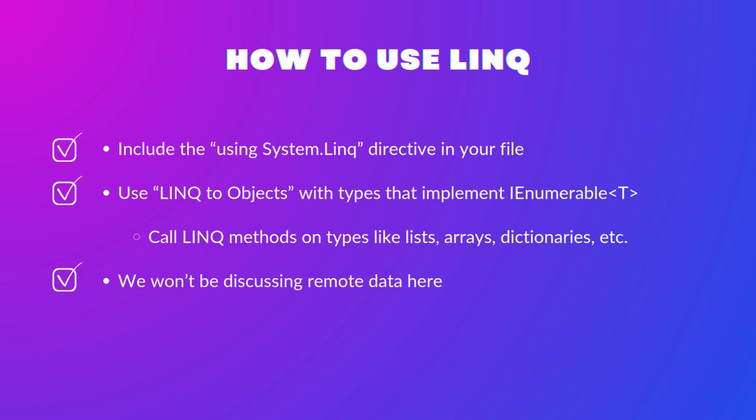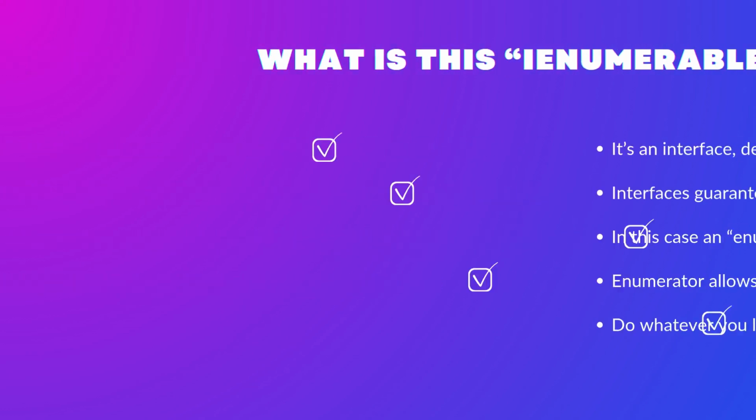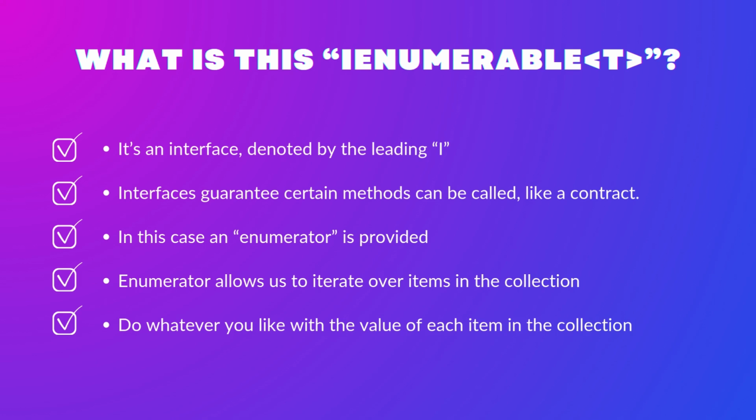If you're wondering if LINQ methods can be used with a particular data type, just go to the Microsoft documentation pages for that data type and see if it implements the IEnumerable interface. Please note that LINQ with remote data is outside the scope of this course and won't be discussed here. So what is this IEnumerable interface mentioned in the previous slide? Well, it's an interface as denoted by the leading I in its name. That's a common naming convention for interfaces, and it helps us distinguish them from concrete classes.